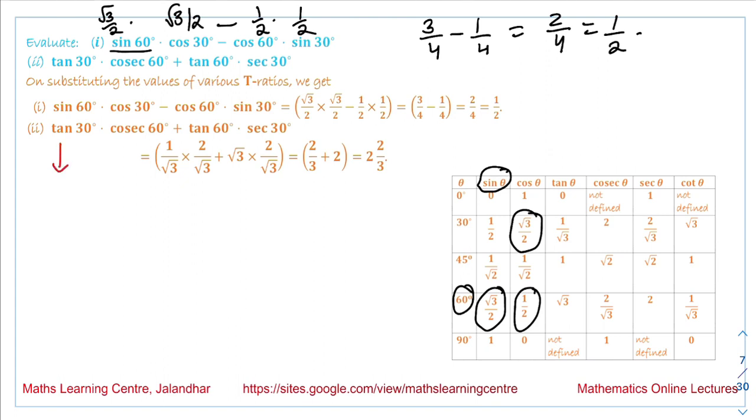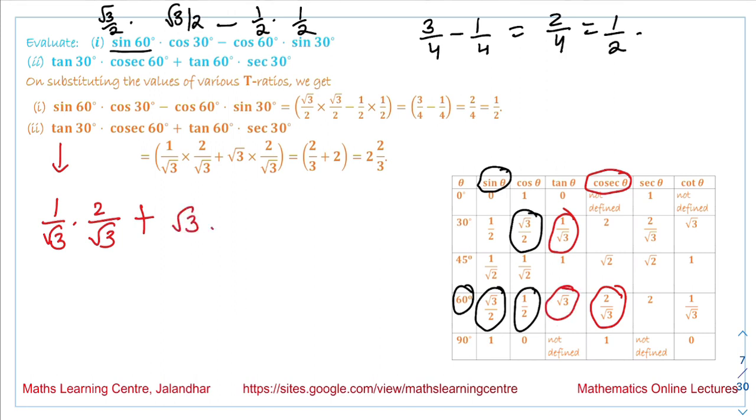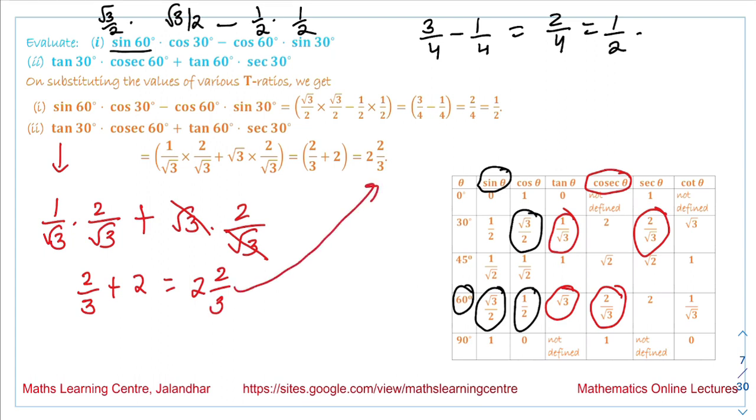In the second part we have to calculate the value of tan 30. The value of tan 30 is 1 by root 3, into cosecant 60 degrees. Cosecant 60 degrees is 2 by square root 3, plus tan 60 degrees. The value of tan 60 is root 3, square root 3, and secant 30 degrees. The value of secant 30 degrees is 2 by square root 3. The square root 3 gets cancelled. We are left with 2 by 3 plus 2. The answer we get is 2 whole 2 by 3.